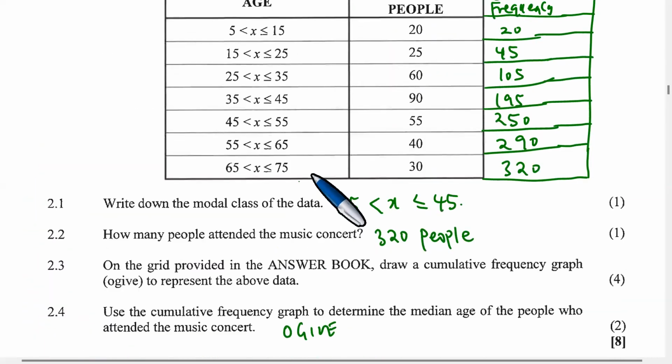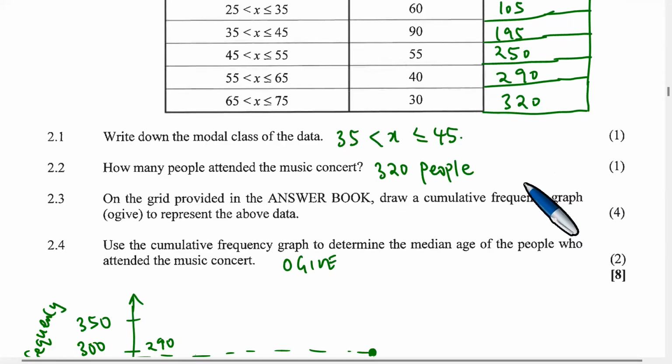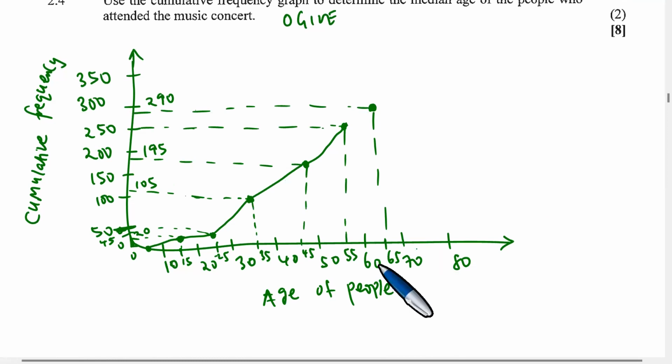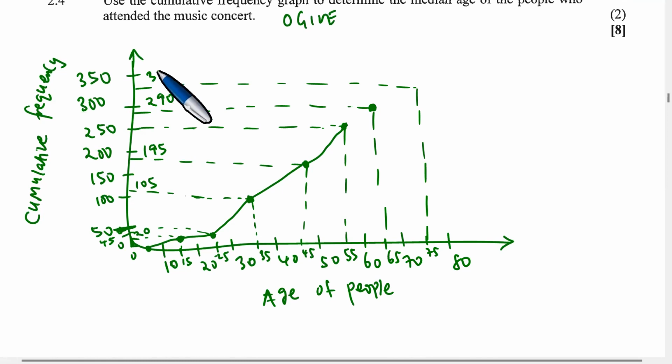Next, you have 75 goes with 320. 75 is somewhere here. It goes with 320. 75 goes with 320.